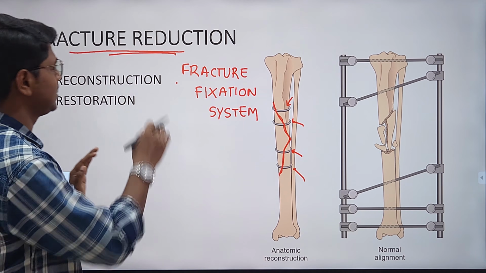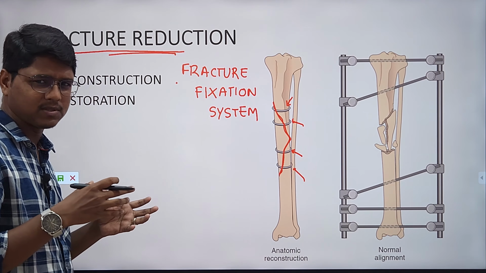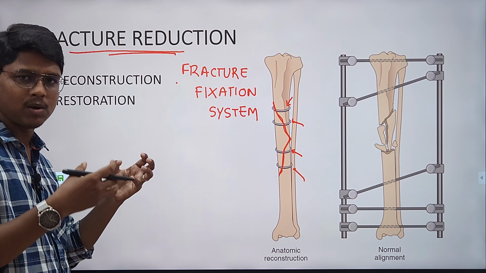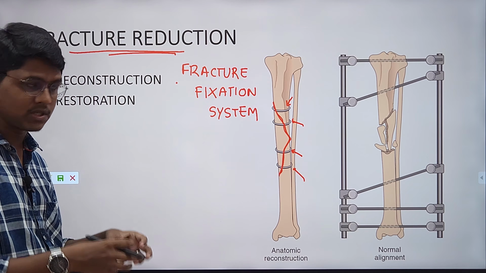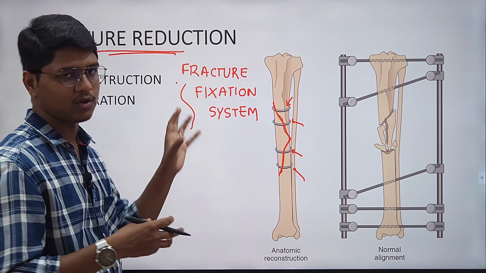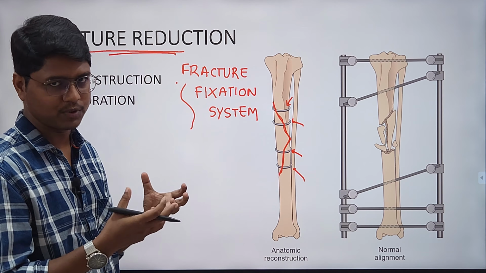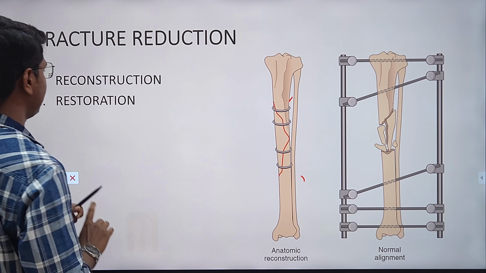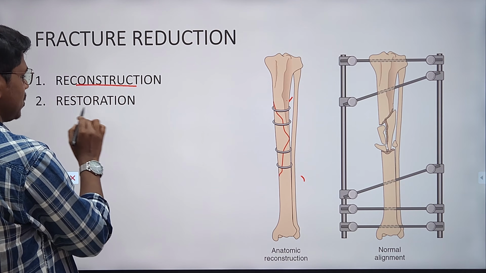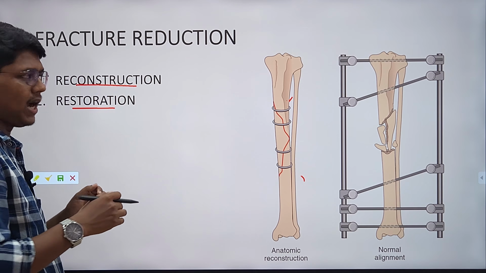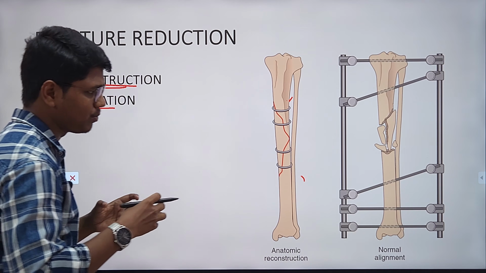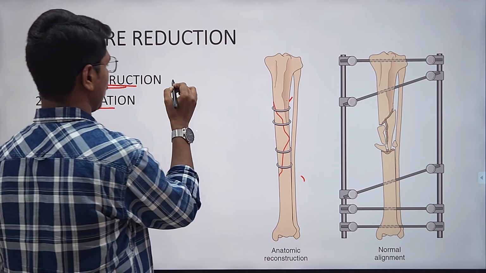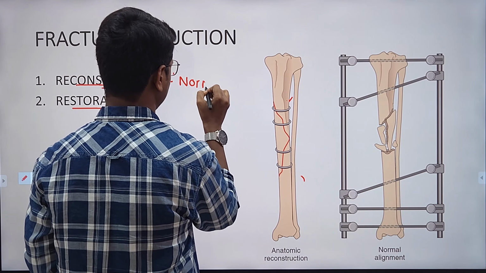So the basic difference is reduction and fixation system. Sometimes people use them synonymously, but they are not actually the same. Reduction simply means you have to reduce the fracture to normal anatomical position, and the fixation system holds this normal anatomical position. Okay, so coming to our basic class, the fracture reduction. Fracture reduction simply means when you are doing reconstruction or restoration. Reconstruction simply means when you are putting the bone fragments or bone pieces into normal anatomical apposition.